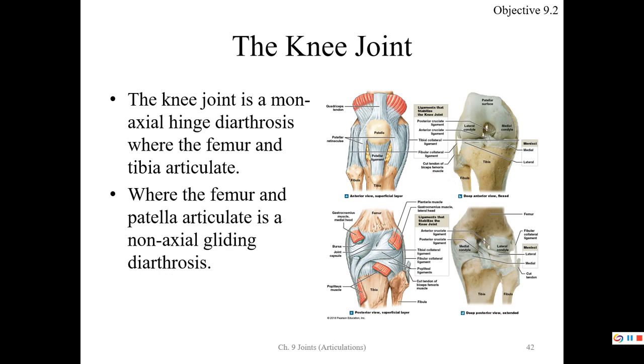Now, in the knee joint, this is monaxial, one axis, generally speaking. There is a little bit of rotation, a very minor amount. That's so minor, it's not an integral part of the function, so we're going to functionally refer to this as monaxial. Femur and the tibia articulate. There is some minor articulation with the patella on the femur. That's a non-axial gliding diarthrosis that I don't worry too much about. We're going to focus on the knee joint, that is the hinge joint.